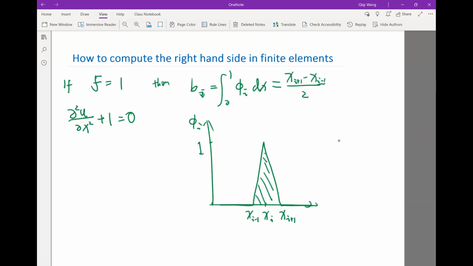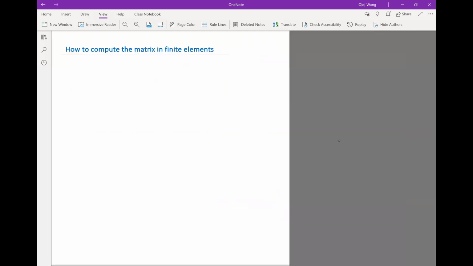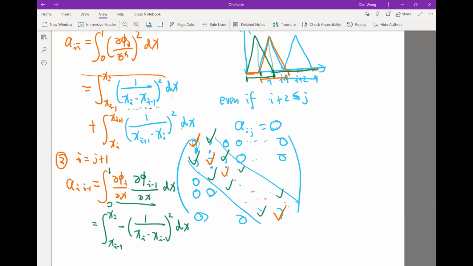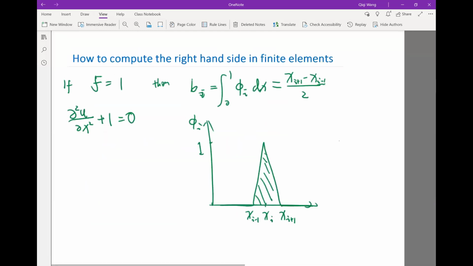Okay, so we have a formula for our A_i. It's a little bit complicated. We have a much simpler formula for B_i in this very special case. So let's actually go to MATLAB and see how that works.